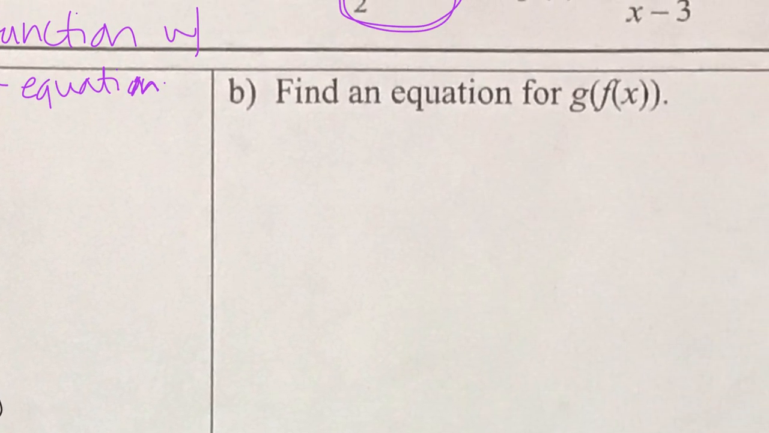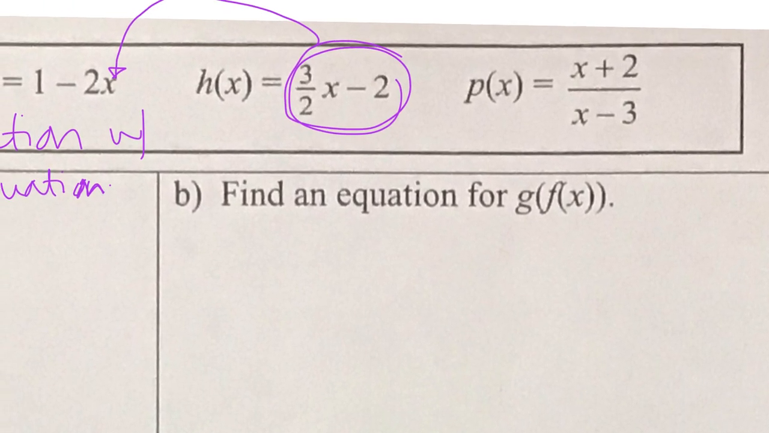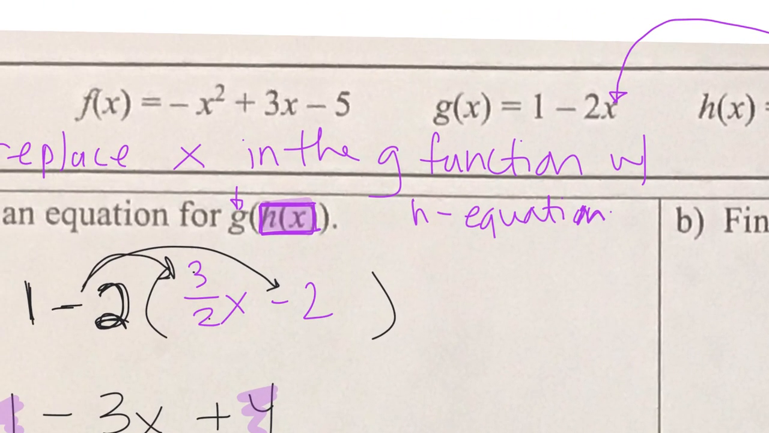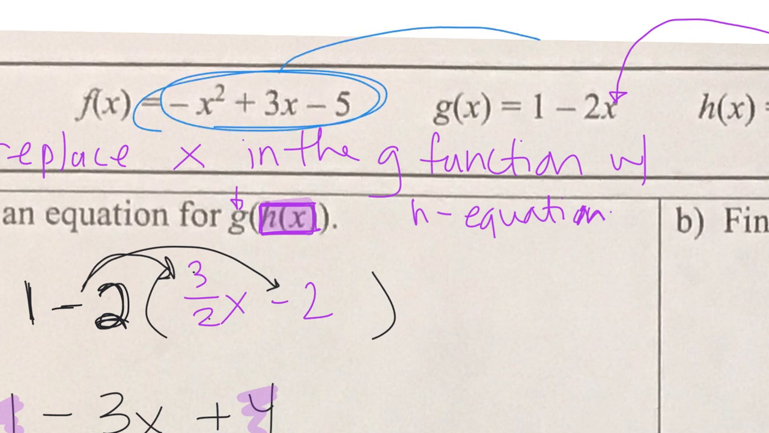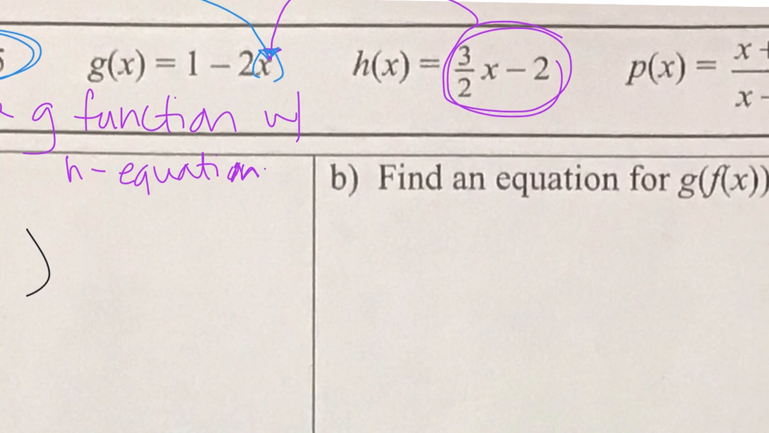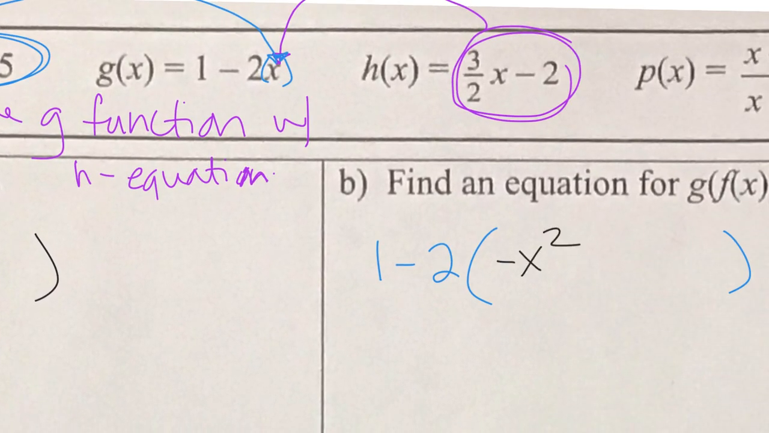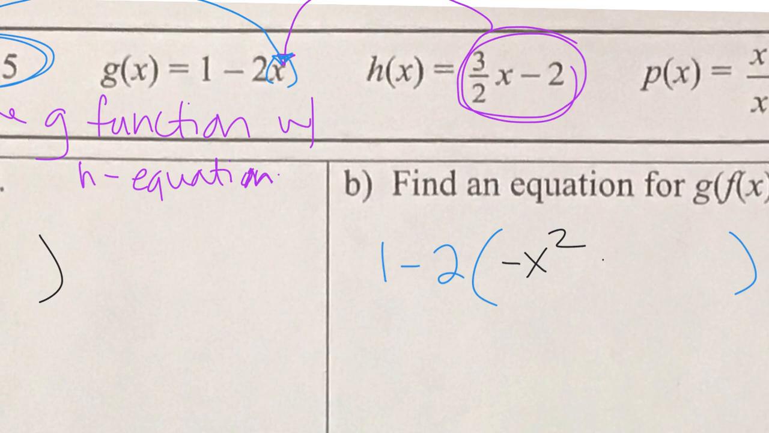Okay, what else do we got? g of f of x. So now we're going to take your f equation, which is this wonderful quadratic here, and you're going to replace x with that one now. Okay, so we are replacing a variable with an equation. So g is our equation, right? 1 minus 2 times something. We are putting the f equation in there, which is minus x squared plus 3x minus 5.